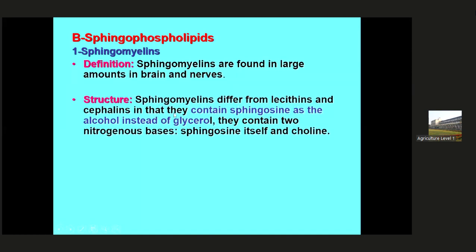Sphingomyelins differ from lecithin and cephalin in that they contain sphingosine as the alcohol instead of glycerol. Sphingosine is the alcoholic group instead of glycerol, but the other structure of lecithin and cephalin is the same. If the lecithin and cephalin structure is constructed with sphingosine instead of glycerol, it will be converted into a sphingophospholipid.